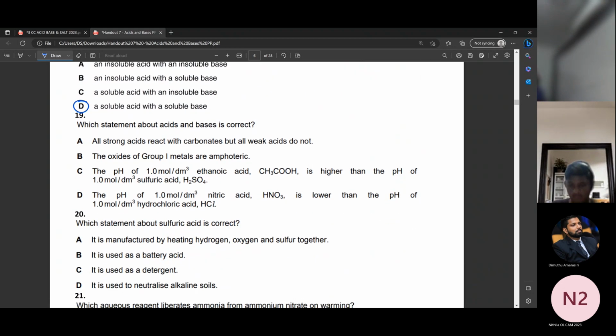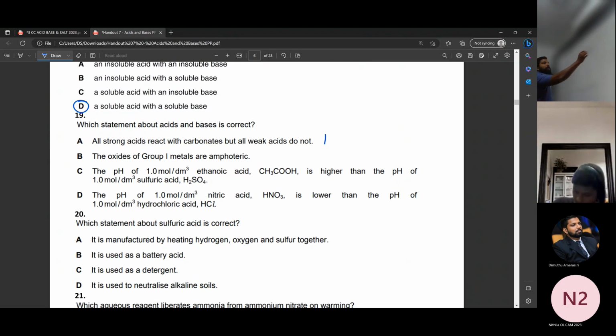Okay. Which statement about acids and bases is correct? You guys help me. If you haven't done it, take part in the explanation. All strong acids react with carbonates, but all weak acids do not. True or false? False.